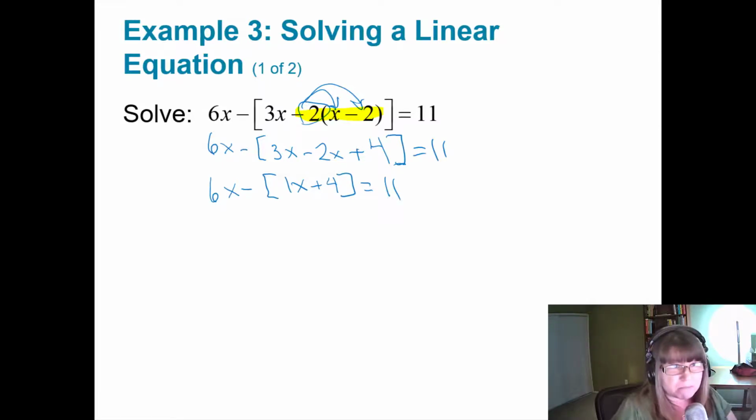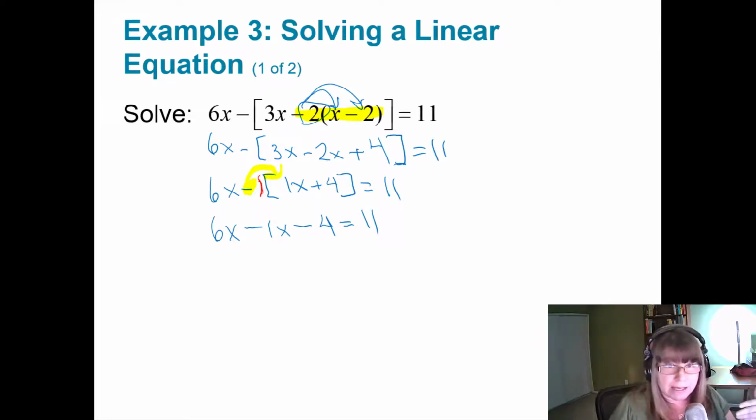Now I can't just drop those brackets. I have this negative out front, and I'm going to have to distribute that throughout those brackets. Instead of having an implied value there, you can force it to be a 1, so it's a negative 1. That's if you want to. So now I have 6x. Multiplying a negative 1 to a 1x is a negative 1x, and a negative to a positive is a negative 4 equals 11.